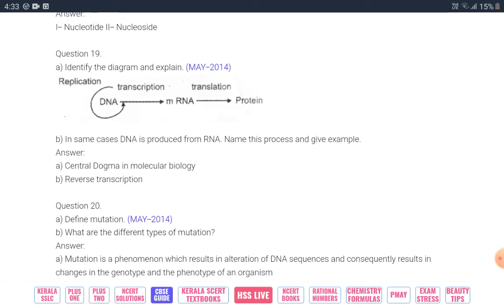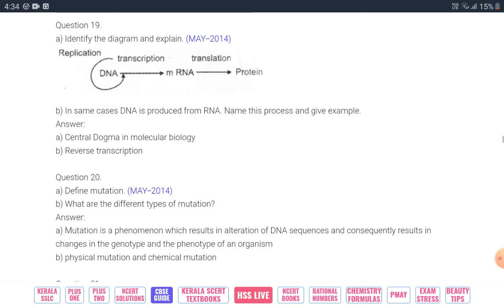So what is mutation? Mutation is the phenomenon which results in alteration of the DNA sequence and consequently results in change in the genotype and phenotype of an organism. What are the different types of mutation? Physical mutation and chemical mutation.